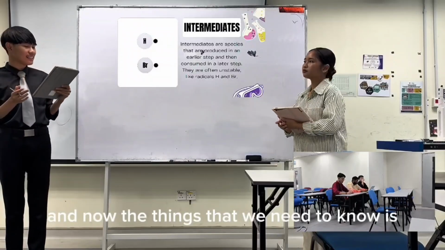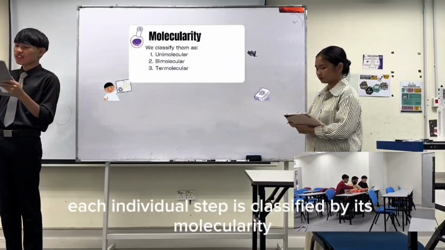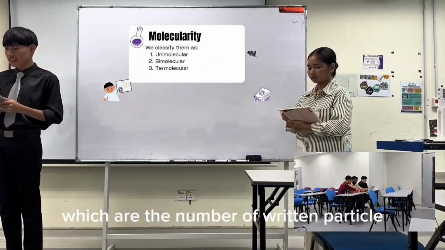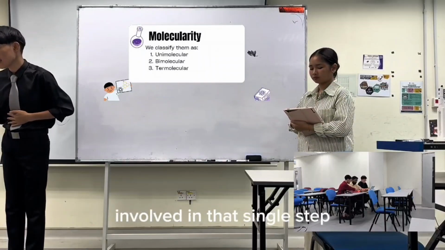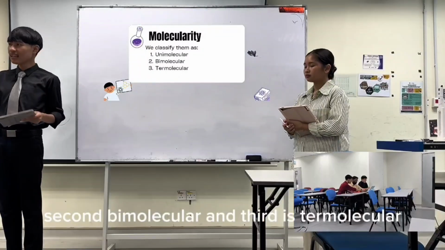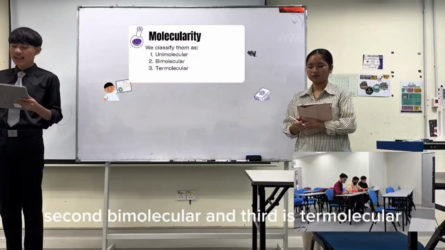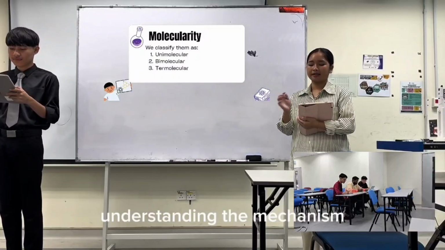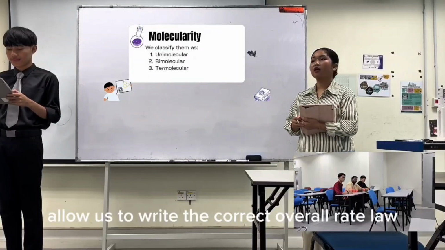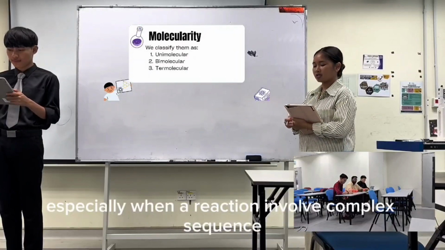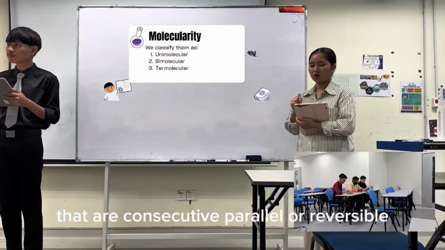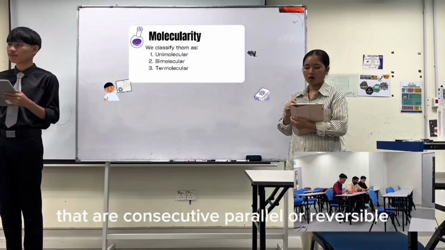And now, the thing that we need to know is that each individual step is classified by its molecularity, which is the number of reacting particles involved in that single step. We classify them as first, unimolecular, second, bimolecular, and third, termolecular. Understanding the mechanism allows us to write the correct overall rate law, especially when a reaction involves complex sequences that are consecutive, parallel, or reversible.